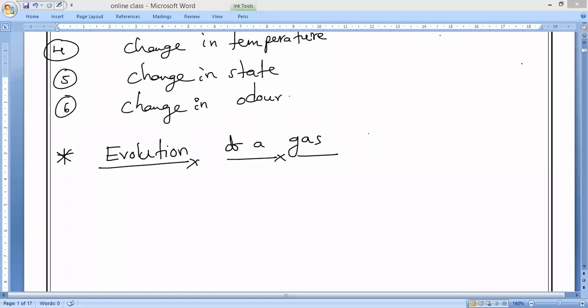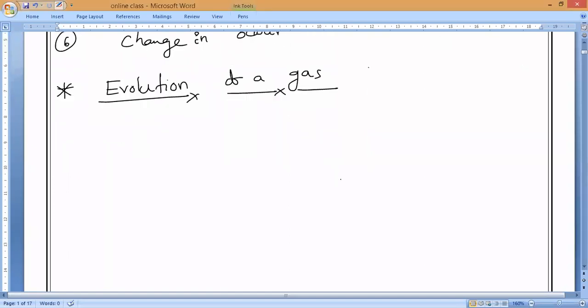Understand? So how can we notice it? Anywhere bubbles are evolving, we can notice it. It is the evolution of gas. So the chemical reaction is carried out. Some chemical reactions are characterized by evolution of gas.